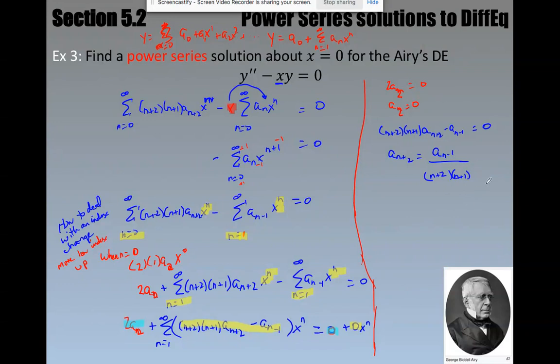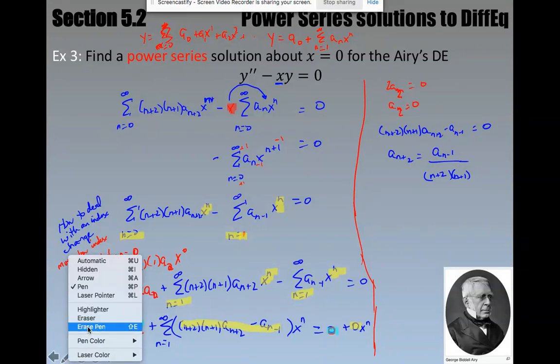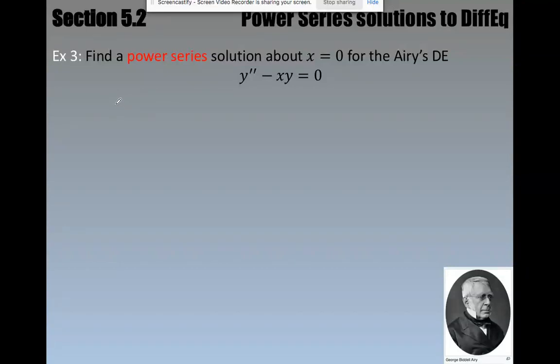Right? So this is my recursive rule. Yes, I am dealing with the fact that it's a sub n minus 1 this time. Oh well. And I'm going to make myself a table. N, a sub n plus 2, which is equal to a sub n minus 1.